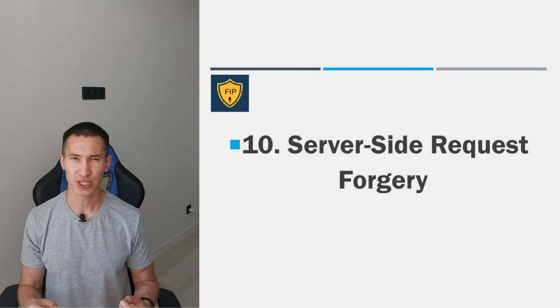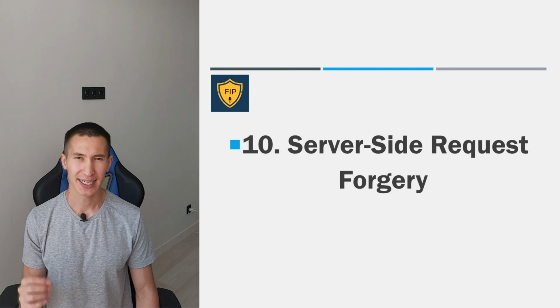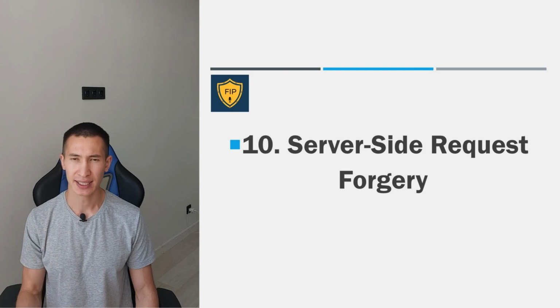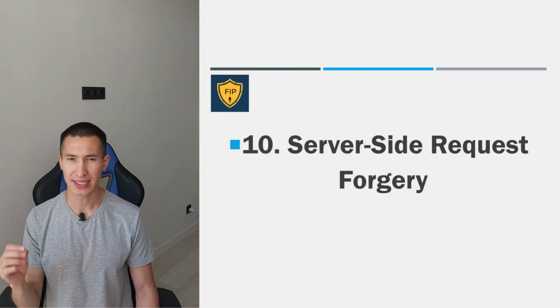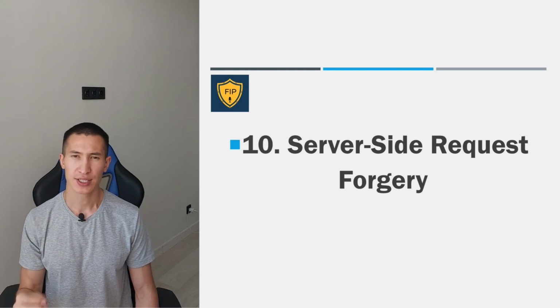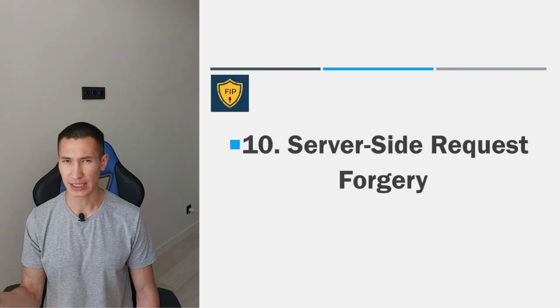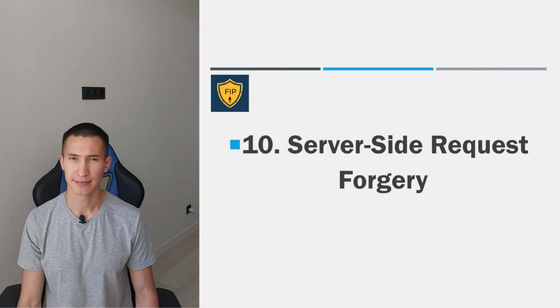Server-side request forgery is 10th on the list, shortly SSRF. SSRF means that an attacker can force a web application to make a request to third-party resources. Such requests can be addressed to protected networks of the vendor, virtual private networks, etc.